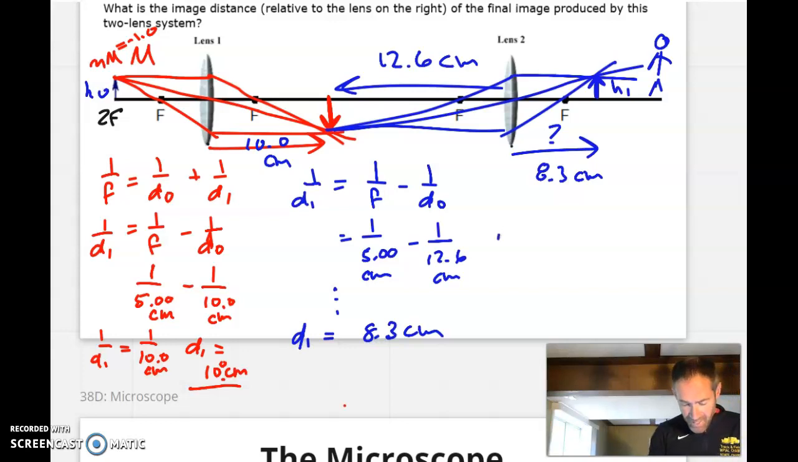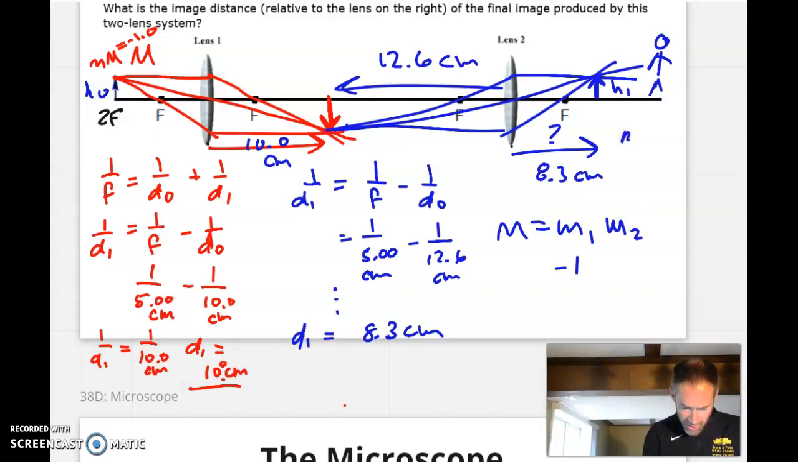Well, the magnification of a system is the product of the individual magnifications. And so magnification 1 times magnification 2. Magnification 1, we said, was -1. It was -1 because the object and the image were the same size, because we had the object at the 2F point, and the DO and the DI were the same size. Now, what about magnification 2?